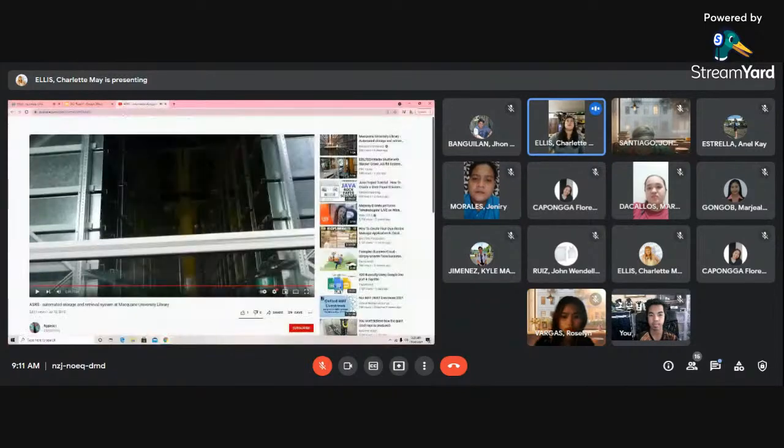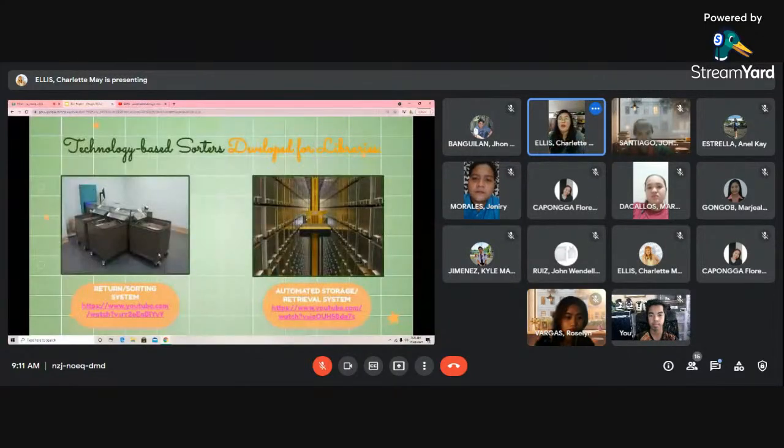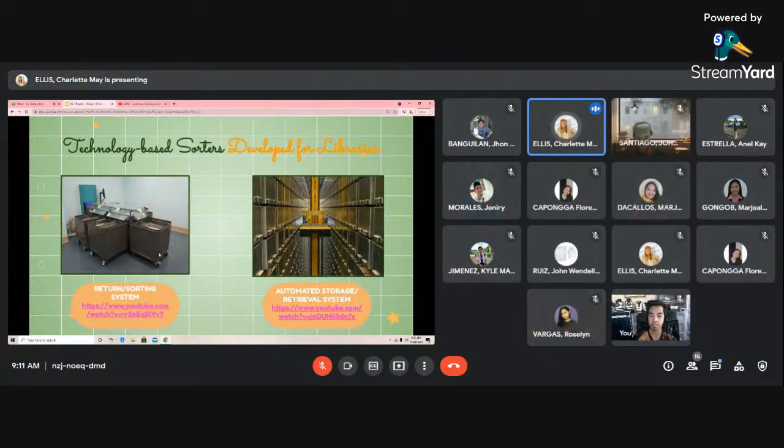So, the simplest type of return or sorting system is a patron self-service unit that handles check-in and limits sorting to items to be reshelved and those that have reserve requests against them. The most complex is able to sort return items into scores of categories. Ayun yung sa video na kapag pinasok yung libro. Ayun yung sinasabi diyan. Ayun yung patron self-service unit.